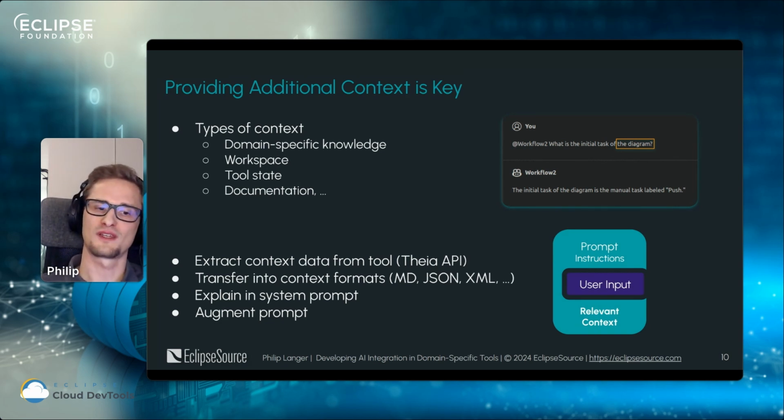So what we typically need to do is to think about what context might be relevant for a conversation, extract this data from the tool using the Theia API, and then transform this into some sort of context format that the LLM likely would understand, like Markdown, JSON, XML. Usually you should also explain this format in the system prompt to help the LLM reason about it, and then augment the prompt with this additional relevant context.